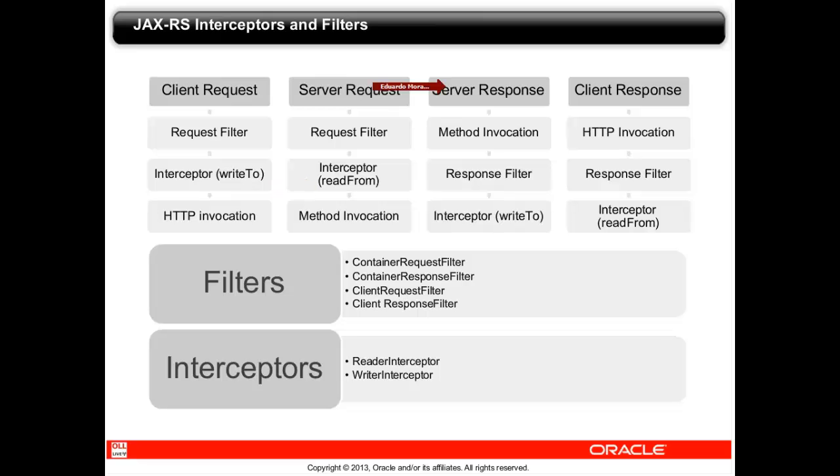Finally, there's a response from the server after the method invocation. There's a response filter after the response is going to be sent, and then there's an interceptor for writing the content. Then finally, the client receives the response. There's the response filter, and then the interceptor.